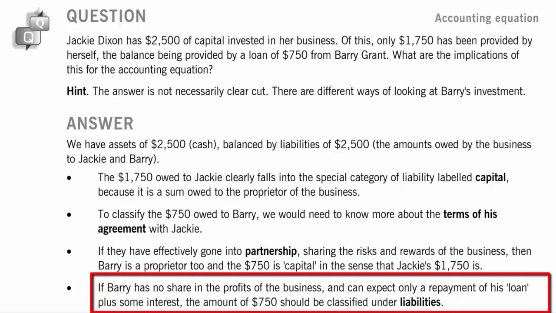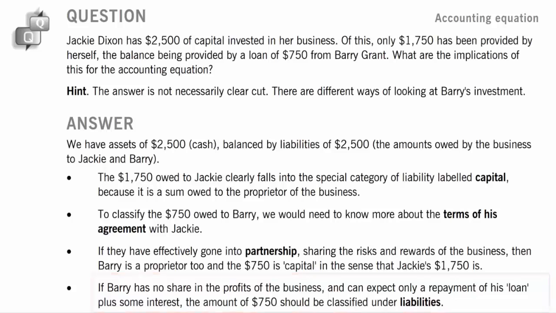On the other hand, if Barry is simply lending the money and has no share in the business's profits, then the $750 would be classified as a liability. Why? Because the business is obligated to repay Barry, likely with interest. In this case, Jackie's $1,750 remains as capital. Barry's $750 is classified as a liability.